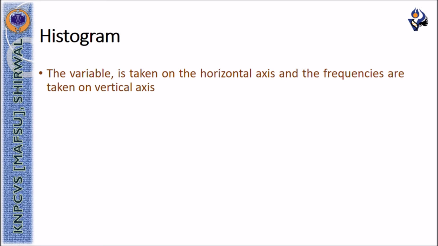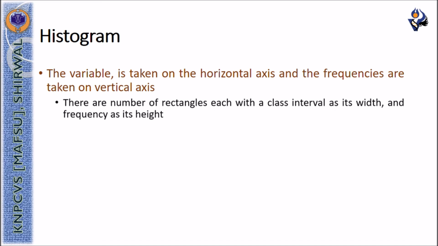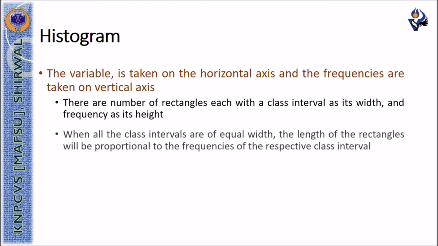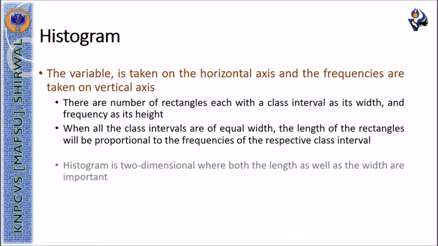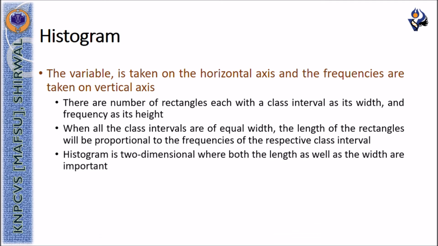Histogram is constructed by taking the variable on the horizontal axis and the frequencies on the vertical axis. There are a number of rectangles, each with a class interval as its width and frequency as its height. When all the class intervals are of equal width, the length of the rectangles will be proportional to the frequencies of the respective class interval. Histogram is considered a two-dimensional diagram where both length and width are important.